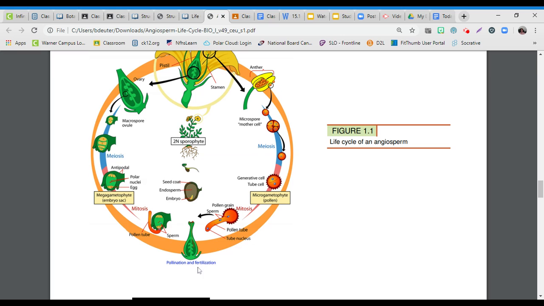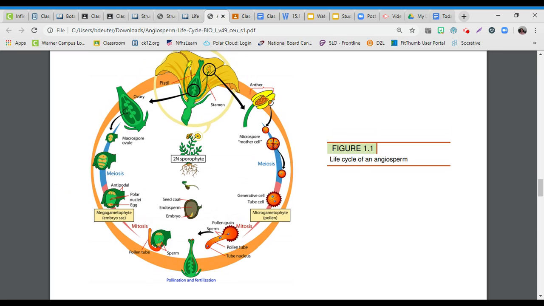It will fertilize that egg. Once it's gone down the pollen tube to the ovum, the sperm or pollen will fertilize the ovum or egg. From there, it will develop a fruit or seed. Then that will be dispersed.